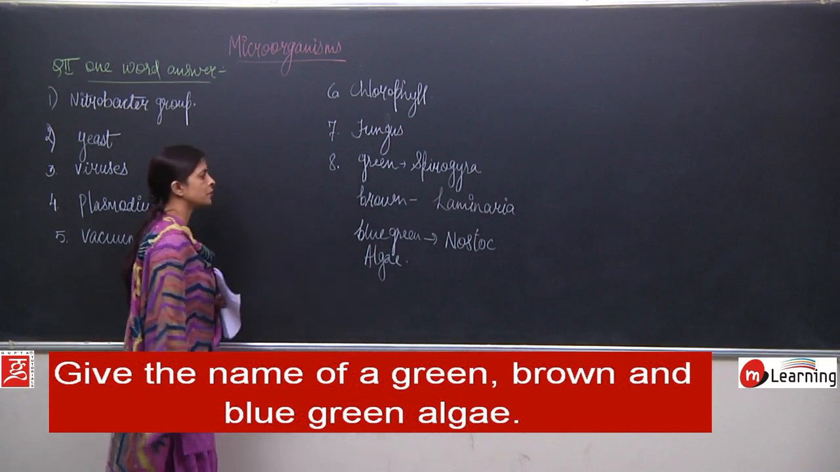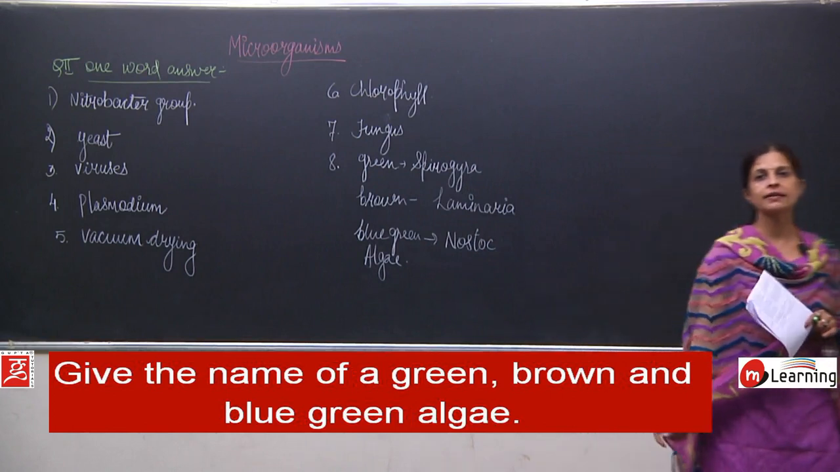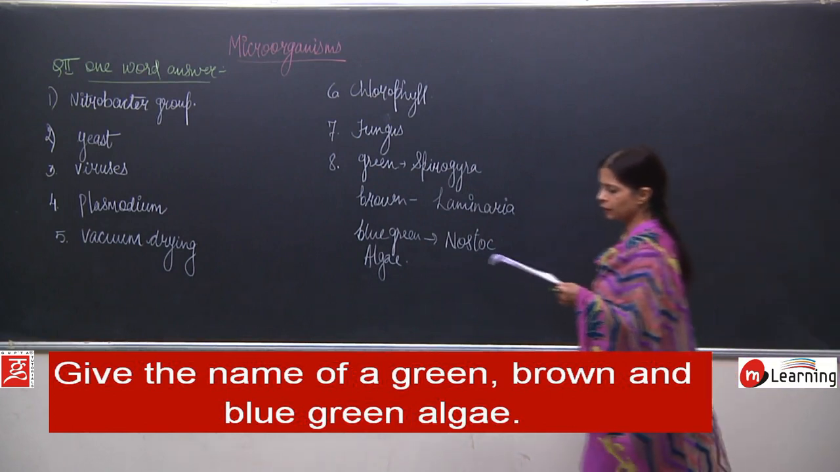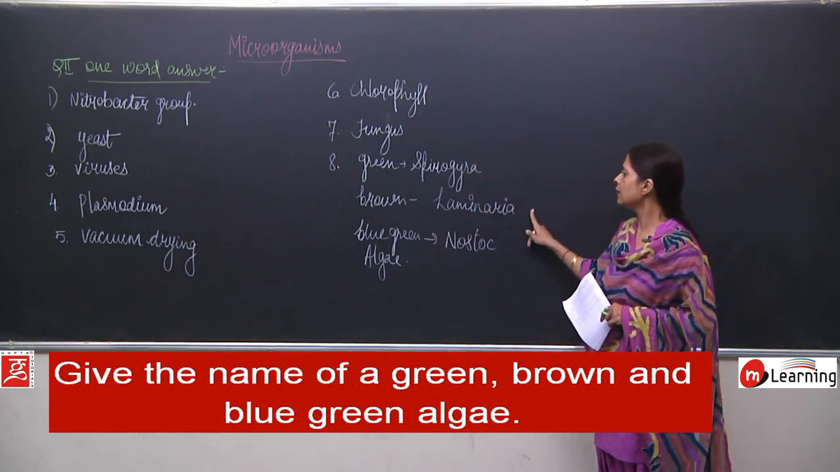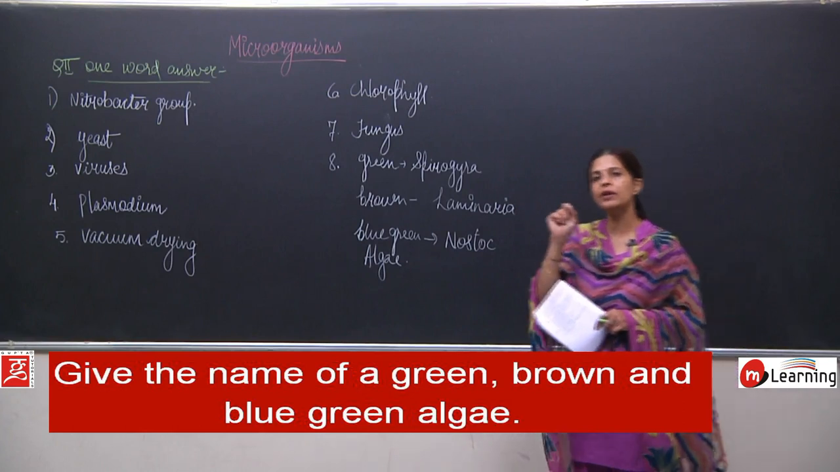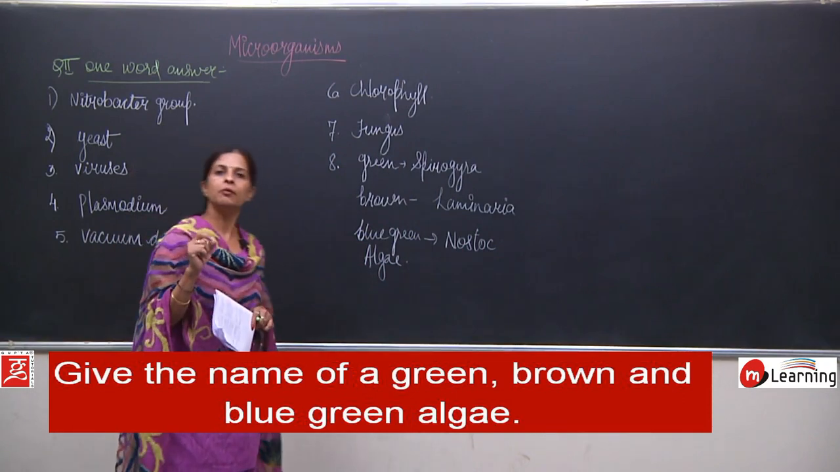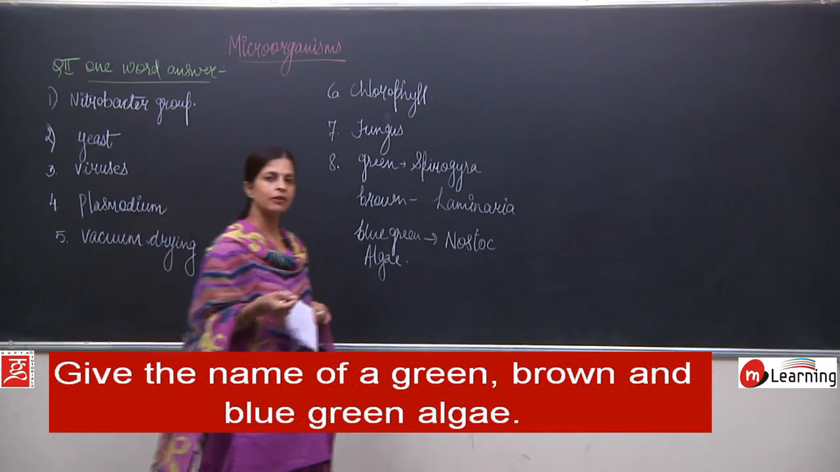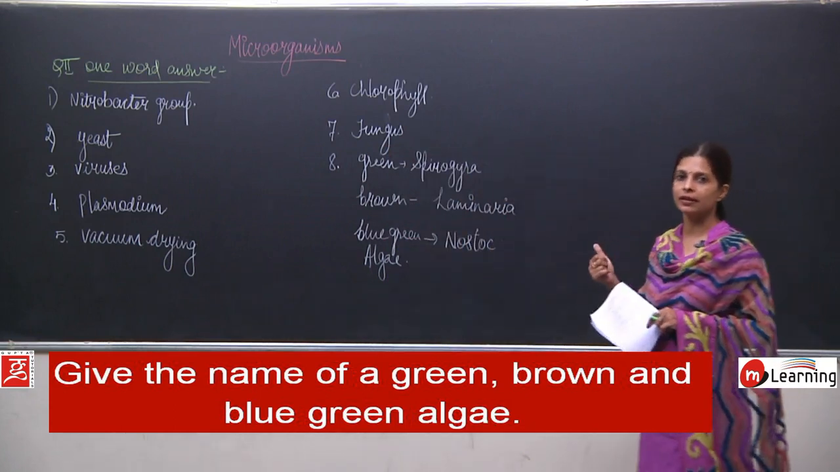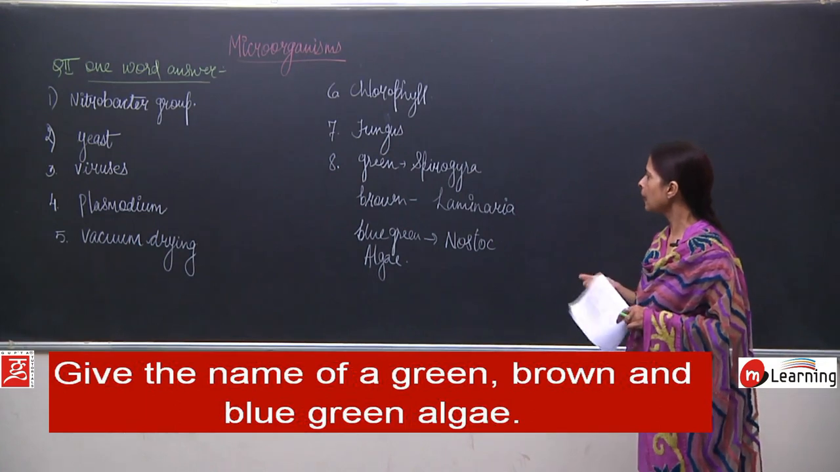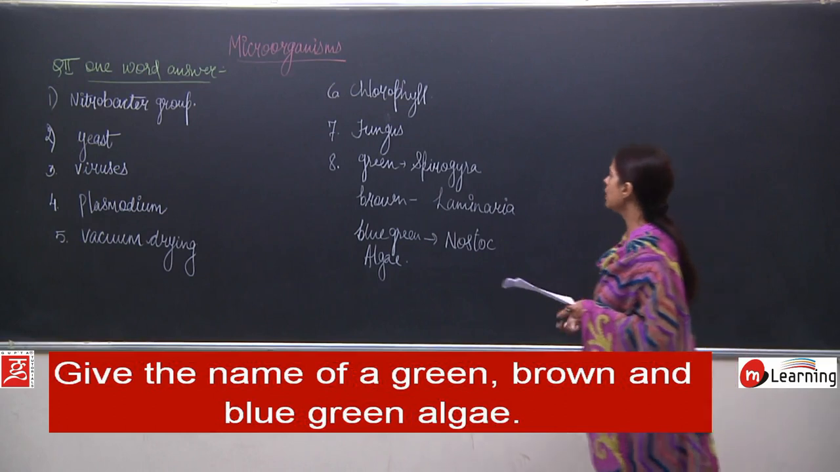So this one is question number 8, where the names of three algae are asked. First is green. Yeah, definitely they have asked the green one. Green Spirogyra, brown laminaria and blue green algae. They have asked one name each of the green algae, the brown algae and the blue green algae. So green is Spirogyra, brown is laminaria and the blue green is nostoc. Now we will talk about the next one, which is the last one.